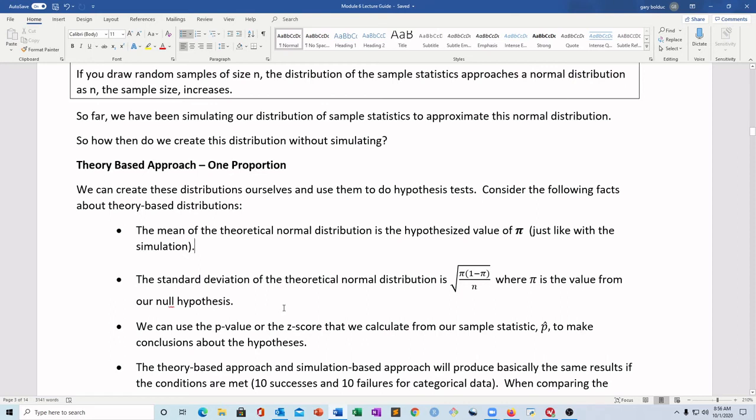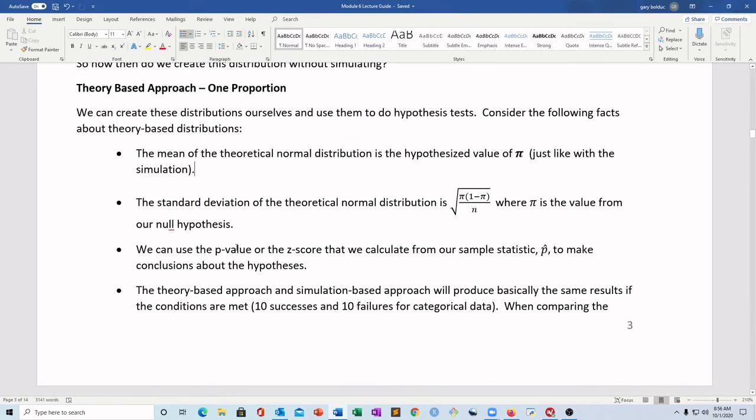Again, there are conditions where we need this to be true. But in general, in most situations you're going to see, all you need to tell me is your null hypothesis and your sample size, and I will give you that picture. Pretty crazy. So then what can we do with it? We can still find a p-value. We can still find a z-score. We have the picture, right? That's all you need. You need the picture, and you can do those calculations.